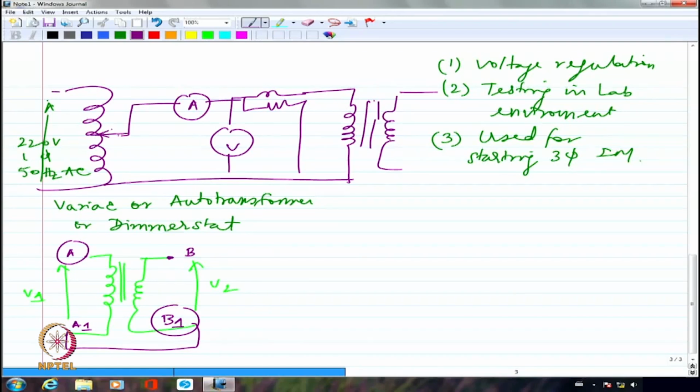So by auto transformer connection I would be able to get either V1 or V2 alone, or V1 plus V2, or V1 minus V2. I would be able to get all of them by having an auto transformer connection. Got it? So is the auto transformer clear? Any questions on this further? Yes?